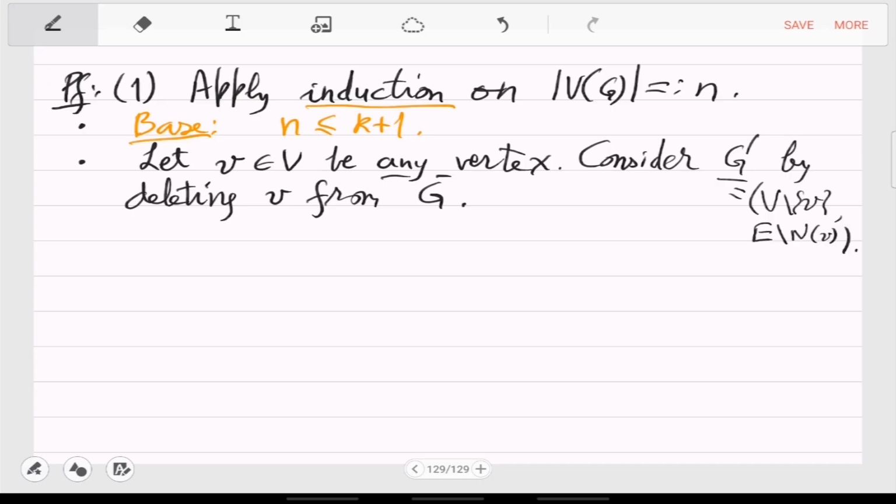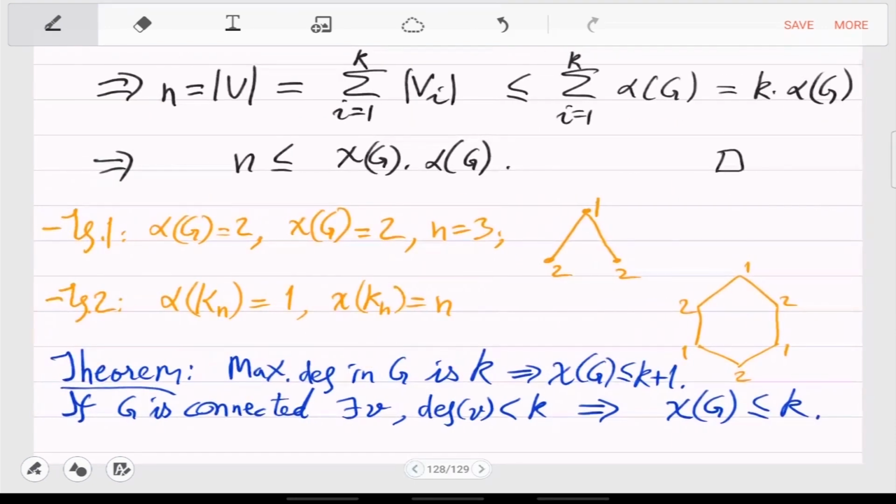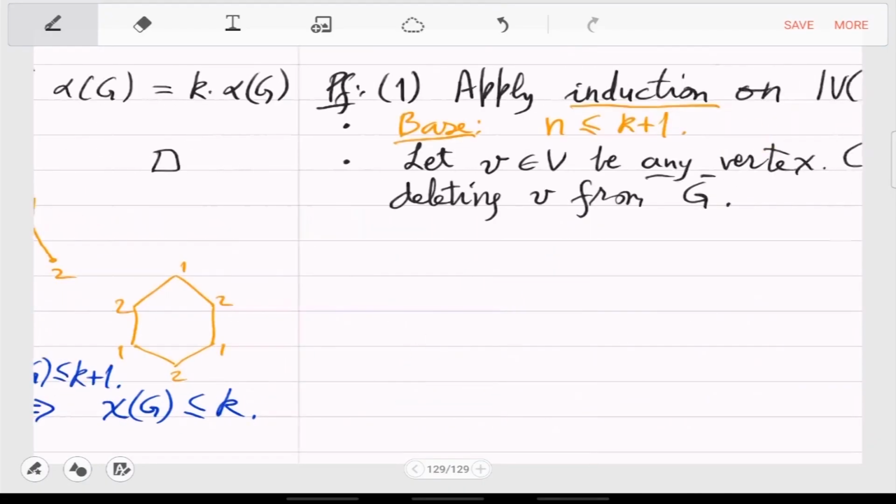Right, so this is a smaller graph, you use induction on this. What will induction give? Yeah, so you have to first check what is the maximum degree in G prime. The maximum cannot increase, right, because you have deleted a vertex and edges. So maximum remains k or less. So chi of G prime is less than or equal to k plus 1.